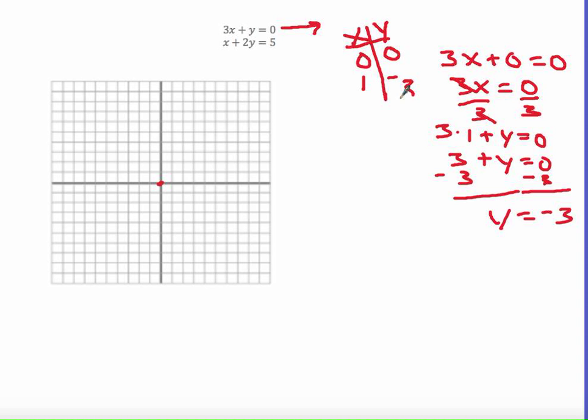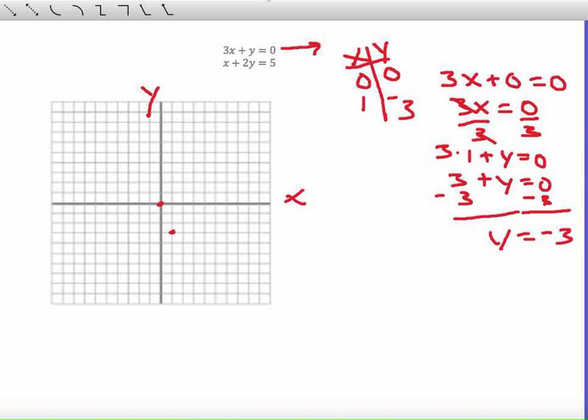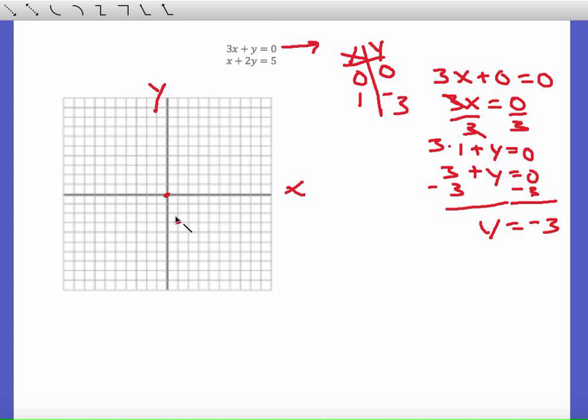Remember, this is our x-axis, this is our y-axis. Now we have the point 1 for x and -1, -2, -3 for y. Now we want to put a line through those since we have 2 points. We'll start there and come up to here. Extend that a little bit if we want. And let's graph the other one.